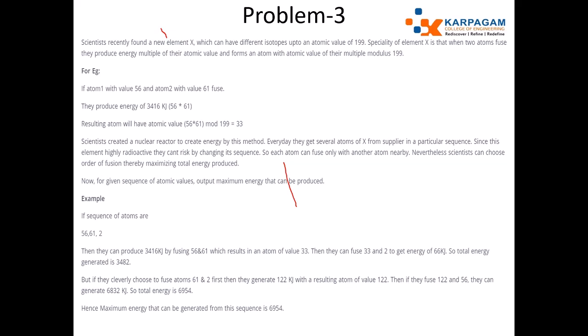But if they cleverly choose to fuse the atoms, that is 61 and 2 first, they can generate 122 with the resulting atom value of 122. Then if they fuse 122 with 56, they can generate 6832. So total energy is 6954. So every time you have to select the smallest value first and multiply it with any other number. Please understand that every time you select the smallest number first and then multiply with another number. At the second iteration you select the second smallest and multiply with a particular number. In this way we can find the maximum energy.